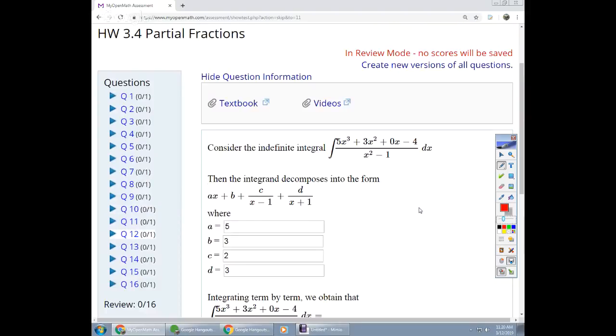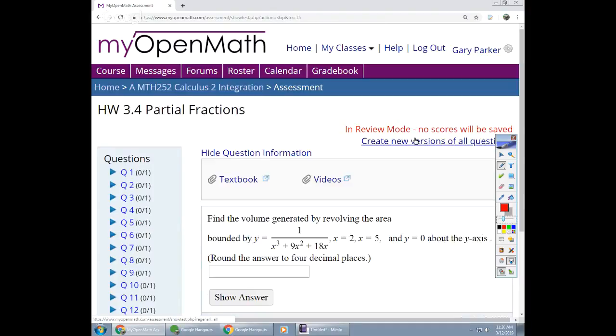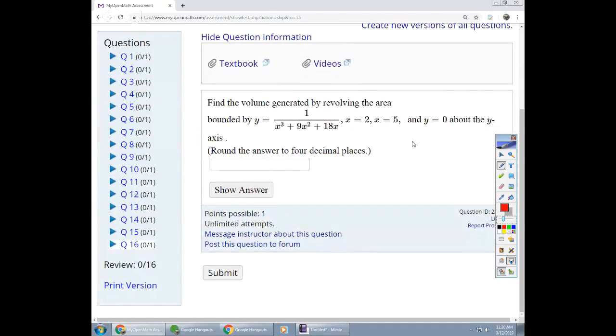All right, let's try another. Does anyone else have a homework problem? 16. 16 is a cutie, huh? Uh-huh. Ooh, I love volumes. I'm so glad we got one of these. All right, let's do it.